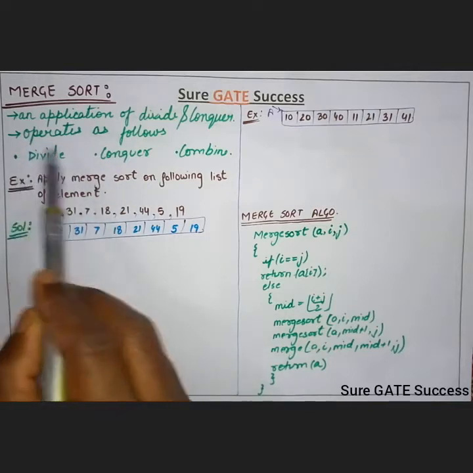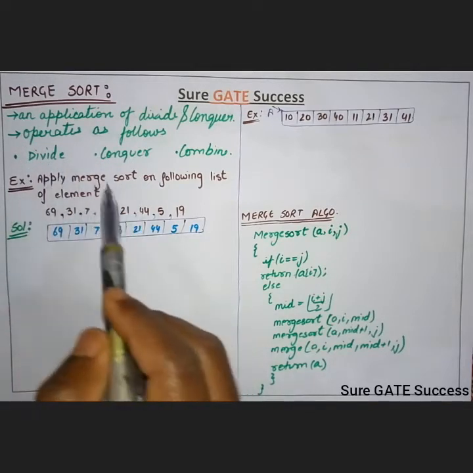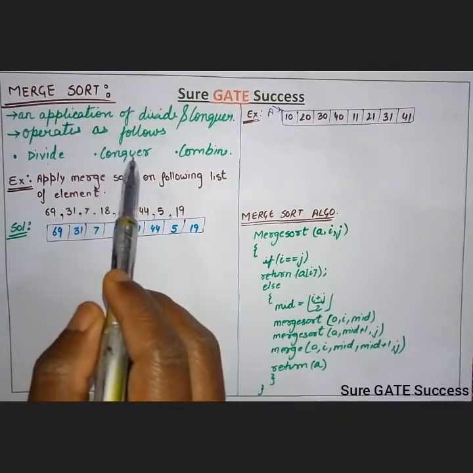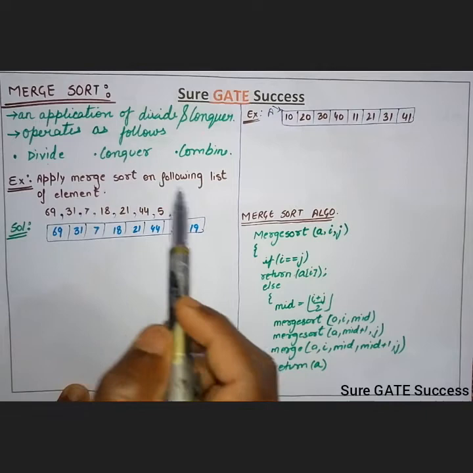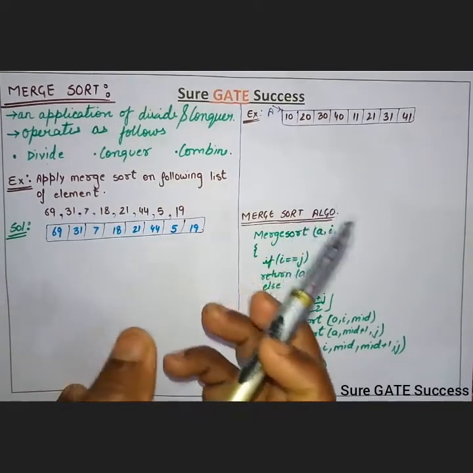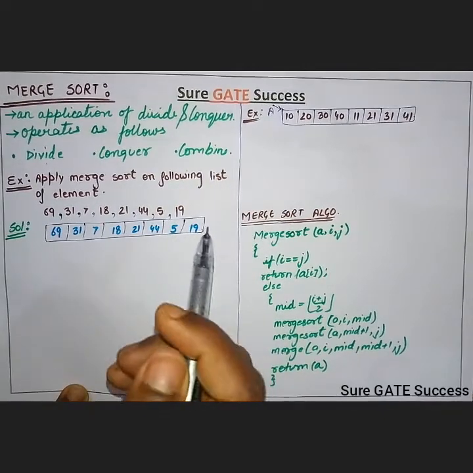Firstly, we have to divide the array into parts. Then we have to conquer, that is, sort the two subsequences recursively using merge sort. Then finally we have to combine the answer for the final one.